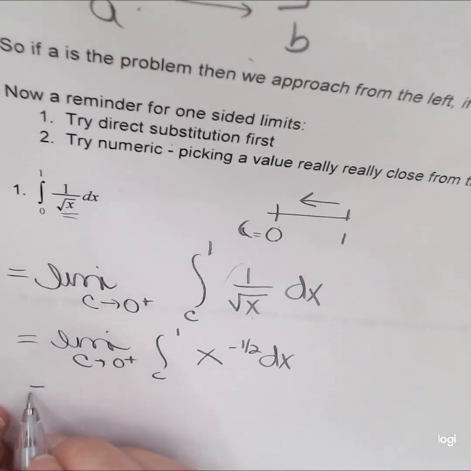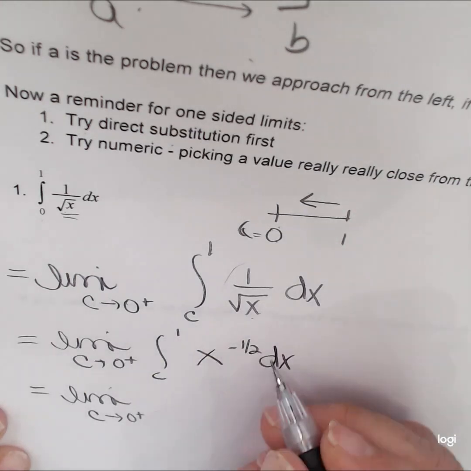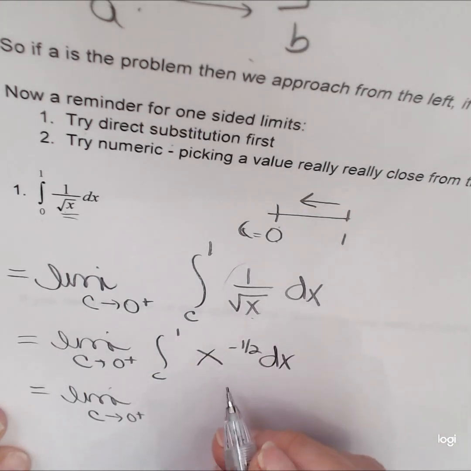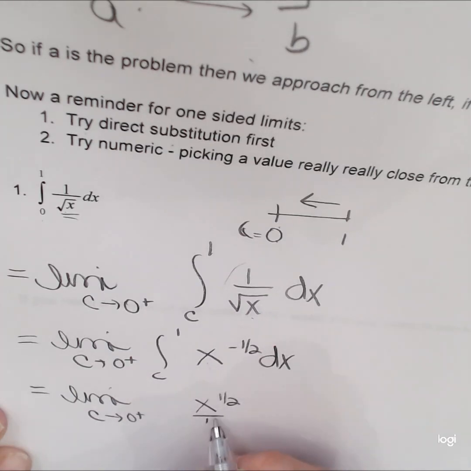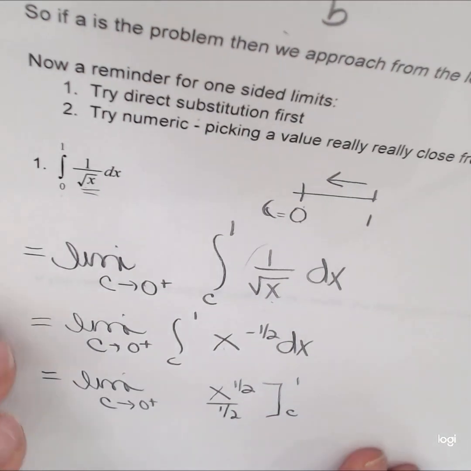And so again, I'm going to do the integration first. Notice in my notation that I don't get rid of the limit until I actually have the opportunity to do it. Let me go ahead and do the integration. When I integrate x to the negative 1/2, I'm going to get x to the positive 1/2 over a positive 1/2, which I will then look at between c and 1.